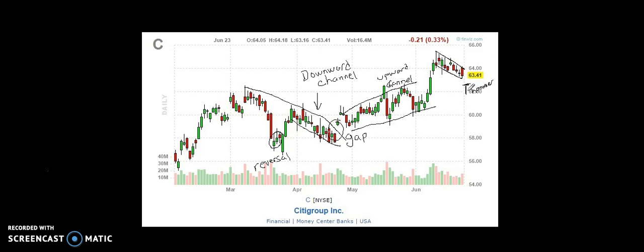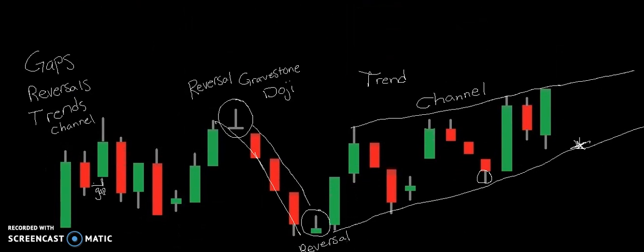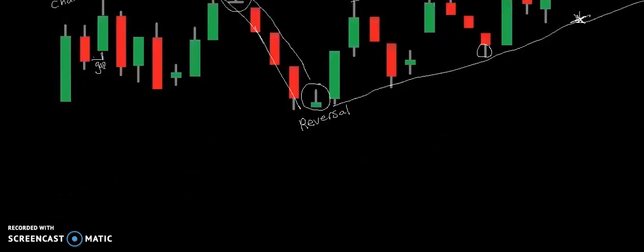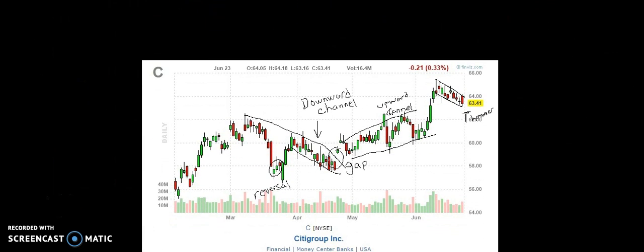So before I get too carried away in this, let's quickly review. We're looking at just gaps, reversals, trends, of which channel is one of them, to get an idea of how we should actually execute our trading. And then in real life, it's not quite this clean. Our trend lines have to sometimes go through other candles, and that's okay. We just do the best we can, and it'll give us enough information that we can trade off of it.